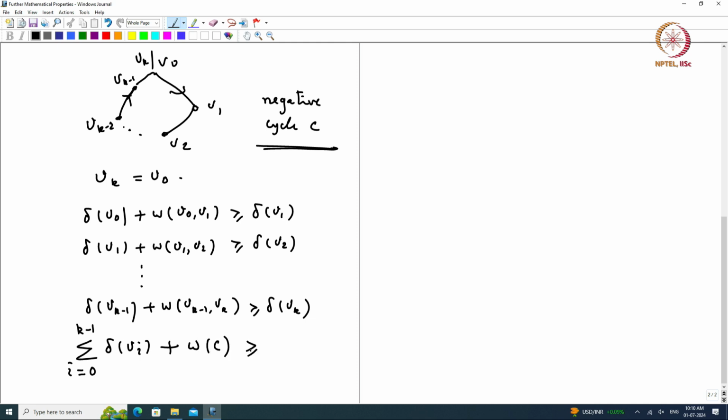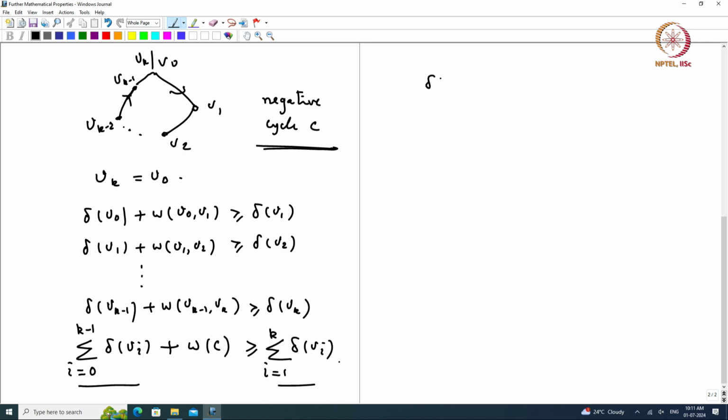This is greater than or equal to sigma i equal to 1 to k of delta V i, because here you have V 1, V 2, ... V k, i goes from 1 to k. So, adding all these inequalities, we get another inequality. Since V k equals V 0, these two are equal. Actually, this expression and this expression are equal. Okay. Why? Let us see.